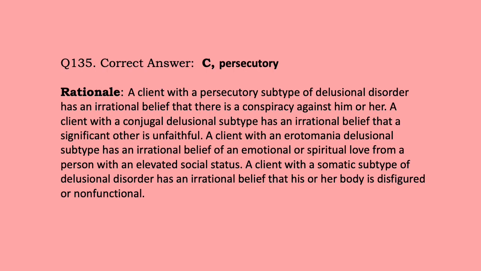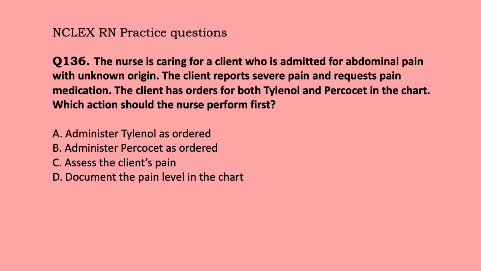against him or her. A client with a conjugal delusional subtype has an irrational belief that a significant other is unfaithful. A client with an erotomania delusional subtype has an irrational belief of an emotional or spiritual love from a person with an elevated social status. A client with a somatic subtype of delusional disorder has an irrational belief that his or her body is disfigured or non-functional. NCLEX RN Practice Questions.